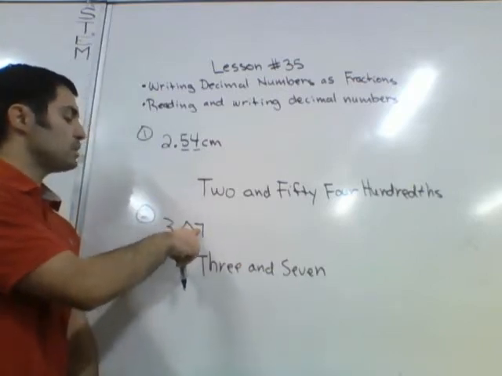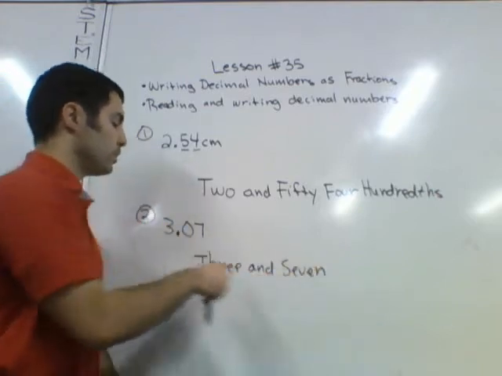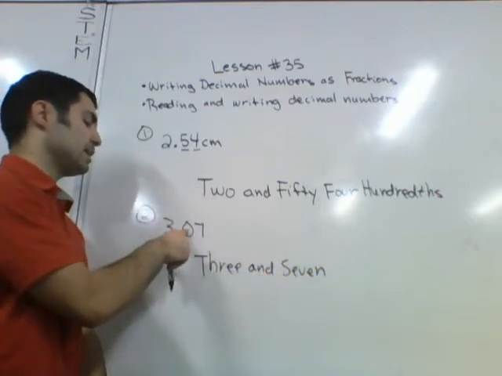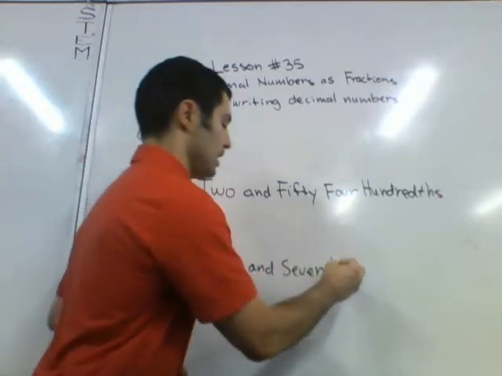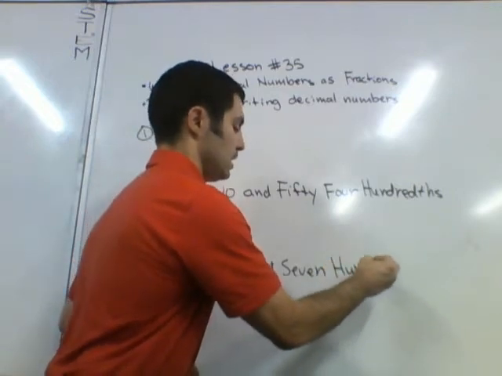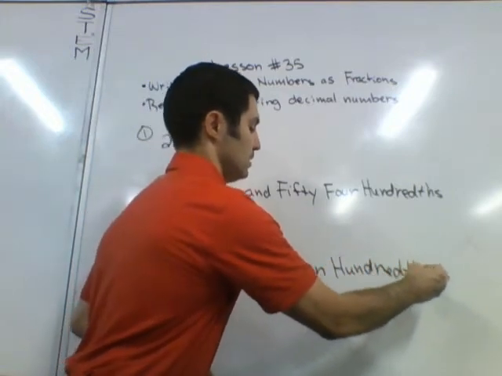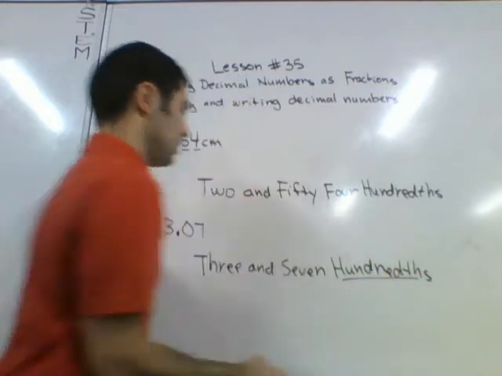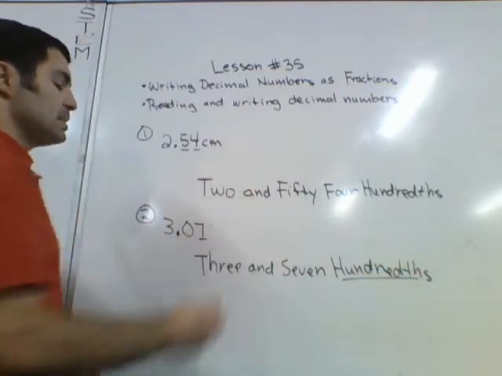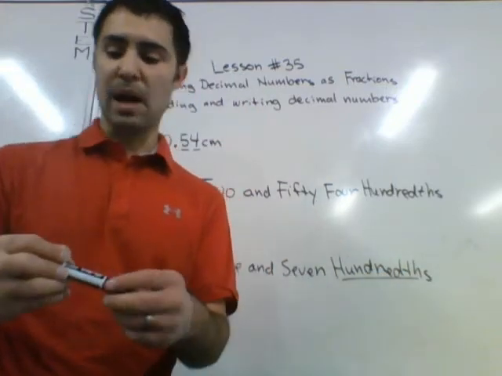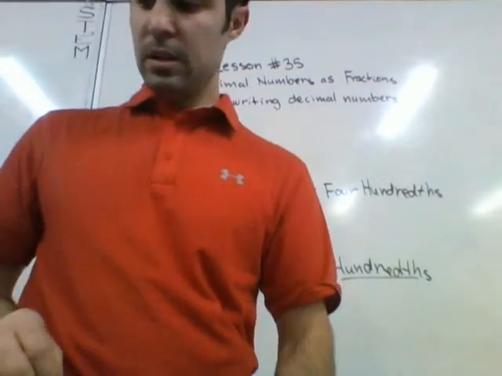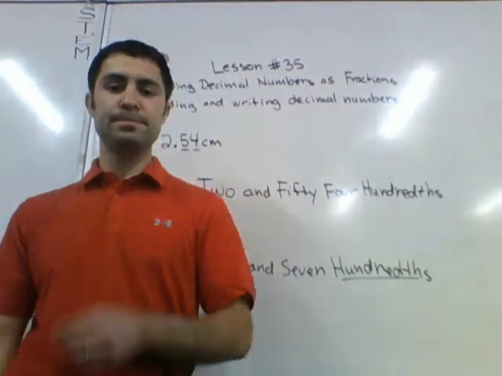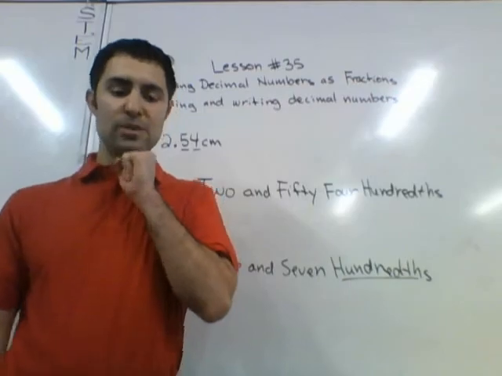look at the place value. The place value determines what comes next. It's not in the tenths place. This is also in the hundredths place. So you write hundredths. This word right here comes from the fact that the 7 is in the hundredths spot. Alright, so hopefully that makes sense. I will see you guys next time.